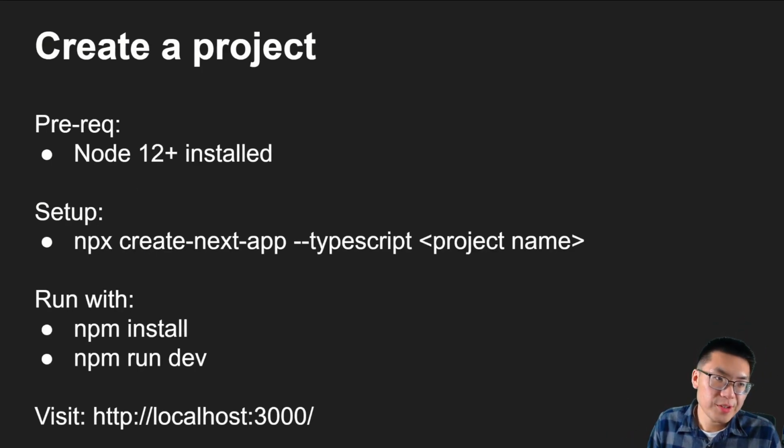So the first thing you want to do is create a project. So prereq, I'm sure we all know how to install things. You need to get the latest version of Node.js installed, Node version 12. And then to set up, we just use the command npx create-next-app --typescript because, be cool, okay? Let's not be lame and use vanilla JavaScript. And then we give it the project name. Once we have the project built, we just do npm install, npm run dev to start your localhost, which is by default port 3000. So let's quickly do that.